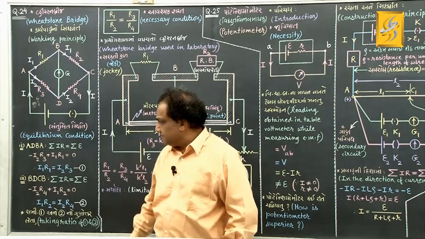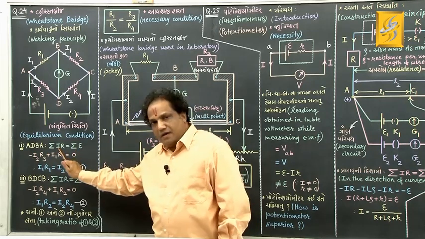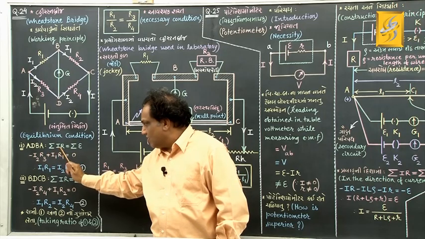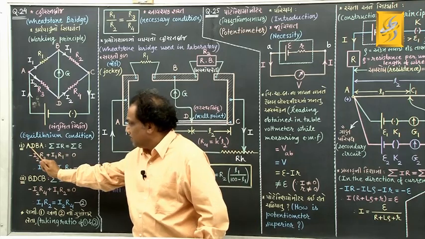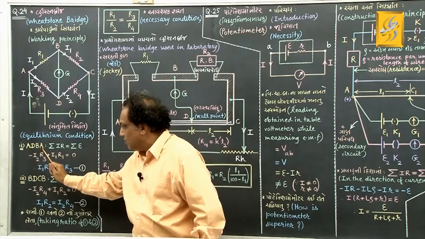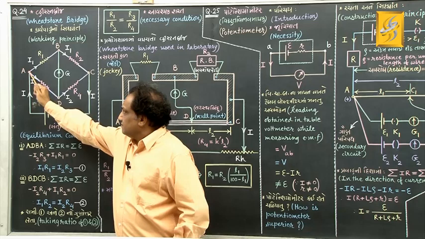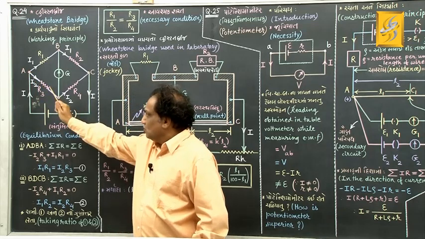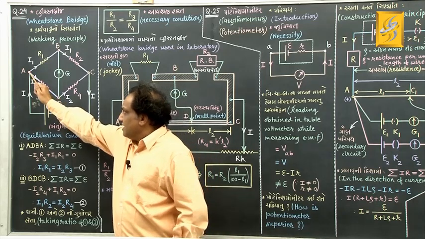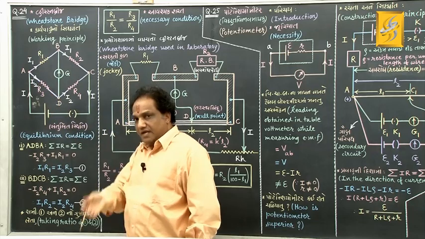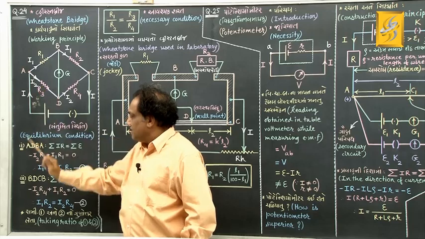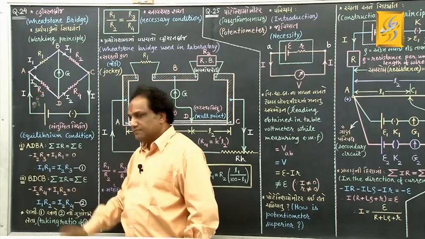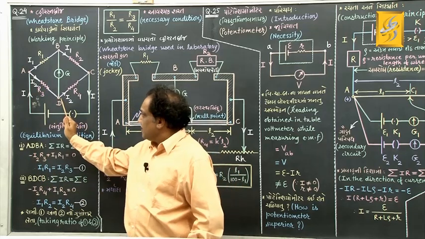We are supposed to take the algebraic summation of products of current and resistances. You just move this way: A to D, D to B, B to A. Go this way. Now through the resistance, if your journey is in the direction of current, then the IR product is to be taken negative. So minus I2 R3. Here it is. Minus I2 R3.